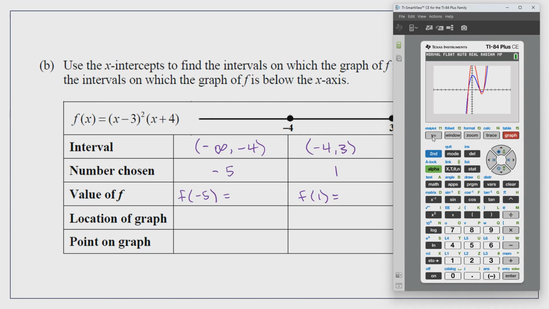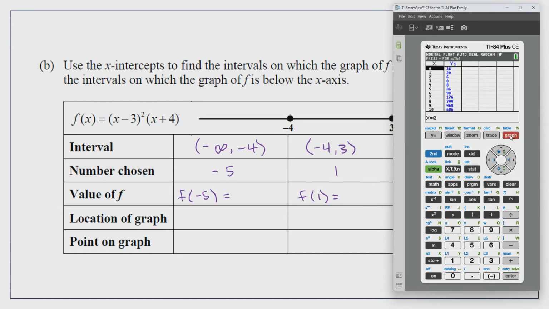All right, so let's go to y equals. I'm going to clear the previous functions we have and enter in my new function: x minus 3 squared, and then x plus 4, and enter that in. I'm now going to go to my table because my table is going to help me identify the values of f at these chosen numbers.